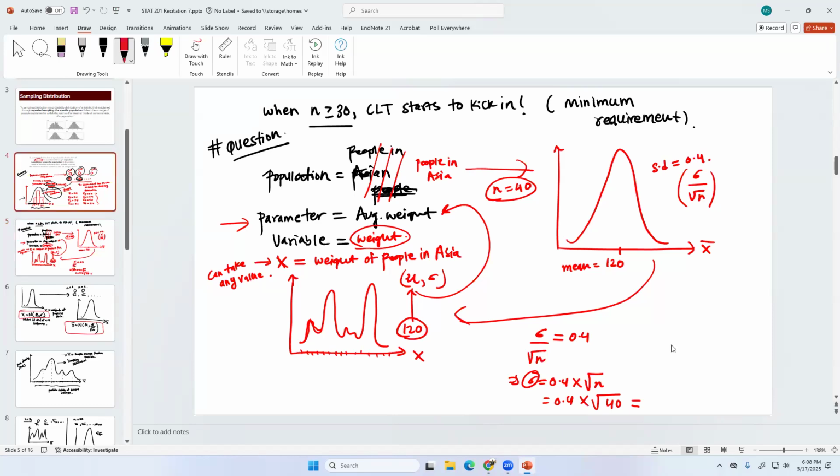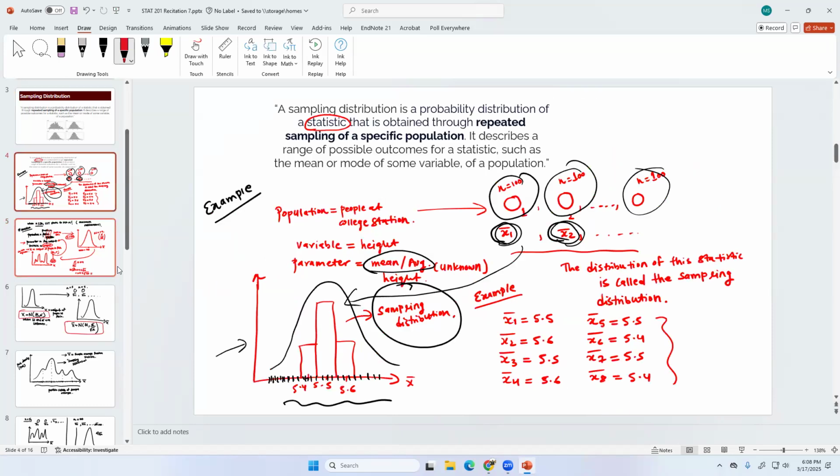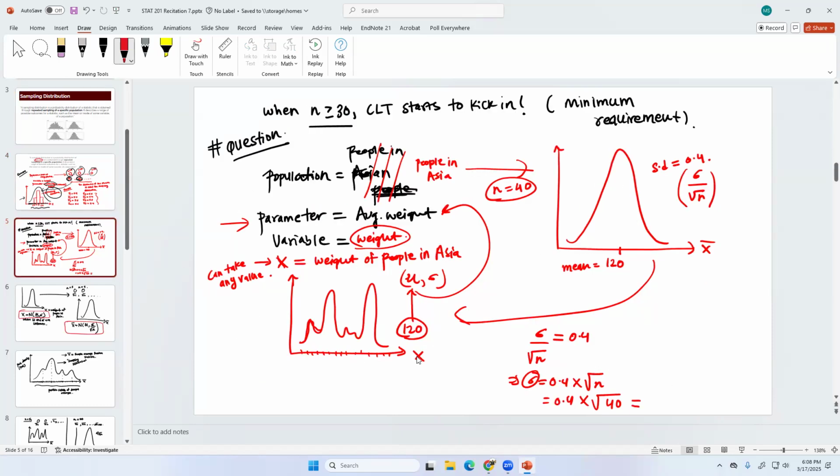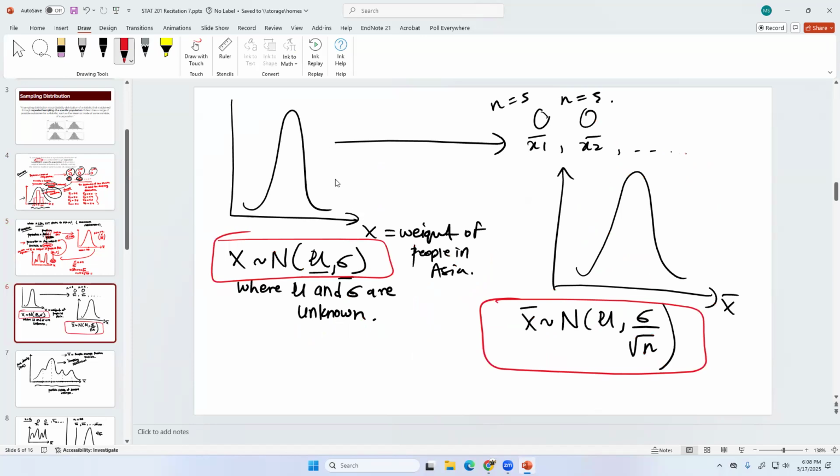If you don't know X, then you need the central limit theorem to dictate the shape to be normal shaped. So you need your sample size to be greater than 30. If you know the shape of your population, then you don't need the central limit theorem. You'll know that X bar is going to be a normal distribution anyways.